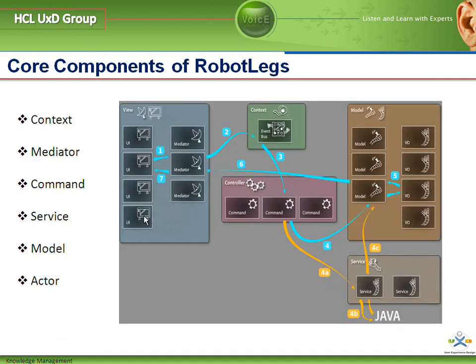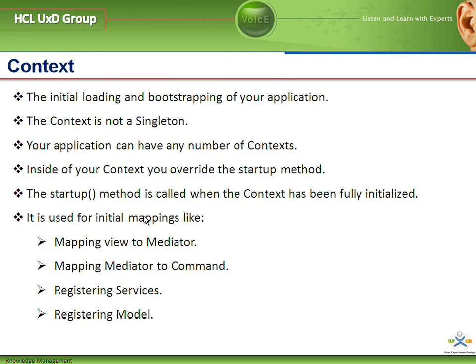And next, coming to the core components of the RobotLegs framework, these are the basic core components: context, mediator, command, service, model, and actor. And here this diagram shows the quick flow of the RobotLegs framework, but later we are going to discuss in detail this complete flow. So let me move on to the next slide.